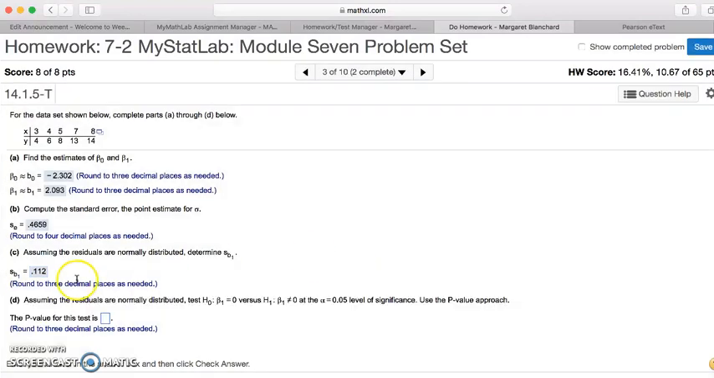Okay. Now, assuming the residuals are normally distributed, test the null hypothesis that beta 1 is equal to 0 versus the alternative hypothesis that beta 1 is not equal to 0 at the alpha equals 0.05 level of significance. Use the p-value of this. Now, I want to point something out. This is basically saying that we're going to test the null hypothesis that there is no linear relation, where that is equal to 0, or there is a linear relation, whether it's negative or positive. Just any linear relation is when beta 1 is not equal to 0. The slope is not equal to 0.